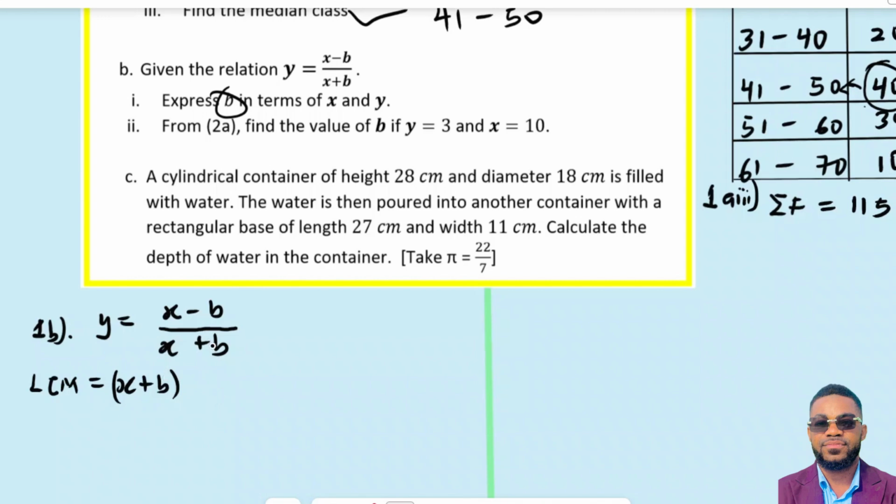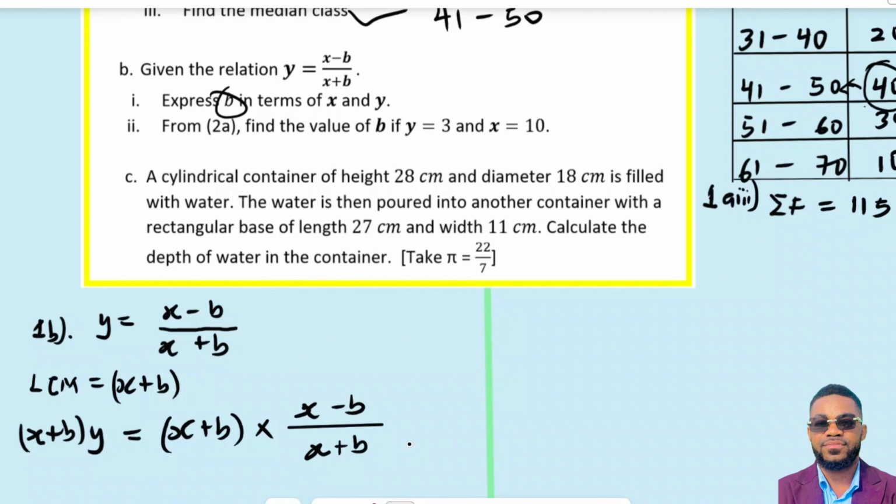Or we can also do cross multiplication in this case. But I want to just use the LCM for this one. So that's going to be x plus b multiplying y, equal to x plus b multiplying the whole of this, which is x minus b all over x plus b. So that is it.